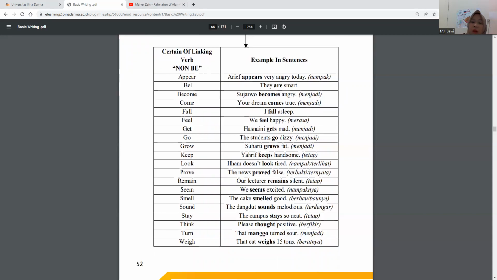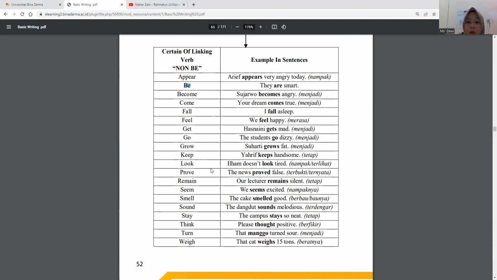Okay, the second one is be. This is just like the previous one, with the be. They are smart. This is the be actually, not non-be. Okay, the be, they are smart. Are is the linking verb. Become. Sujarwo becomes angry. And then come, your dream comes true. Fall, I fall asleep. Feel, we feel happy. Get, Hasnaini gets mad. Go, the students go dizzy. Grow, Suharti grows fat. Keep, Yahrif keeps handsome.